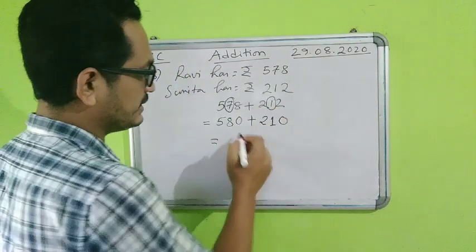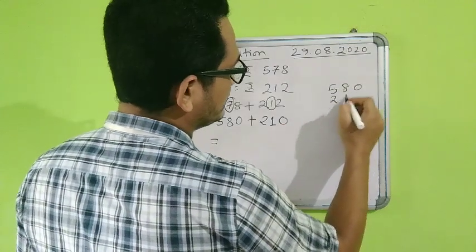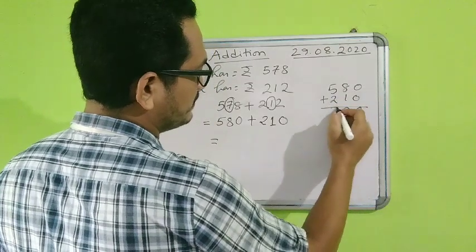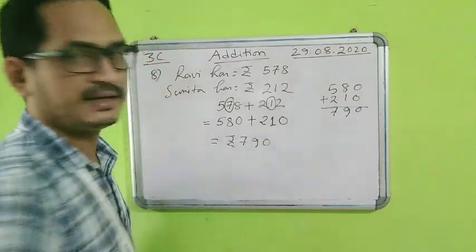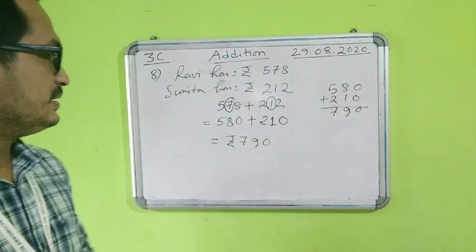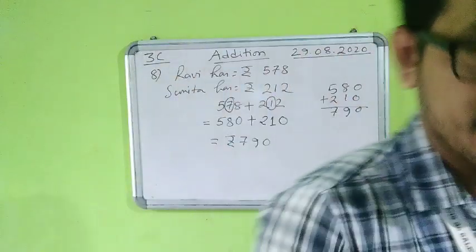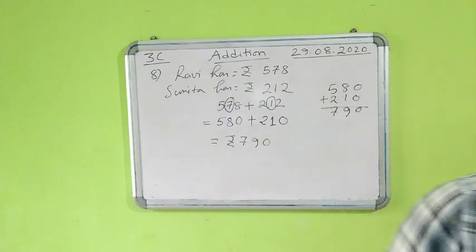Now let us write down the addition. So we can say the addition 580 and 210. If I do it, it will be 0, 8 plus 1, 9, 5 plus 2, 7. So that means rupees how much? It will be 790. This is the amount that they both have together, and that is the estimated one. Okay, not the actual one, but the estimated one. Now students, let us go for the next one.